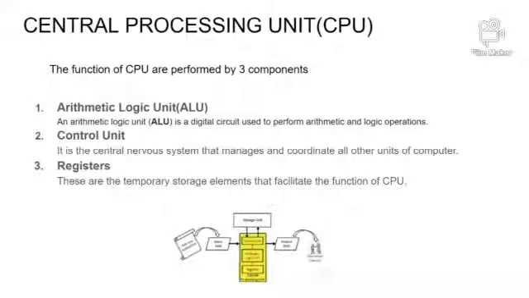The functions of the CPU are performed by three components: arithmetic logic unit, control unit and registers. First, let us discuss ALU. Next is the control unit. The control unit is another component of the CPU that manages all other units of the computer. It invokes the other units to take charge of the operations that they are associated with. It tells the memory unit, ALU and output unit how to respond to the instructions that have been sent to the processor. That is all about the control unit.